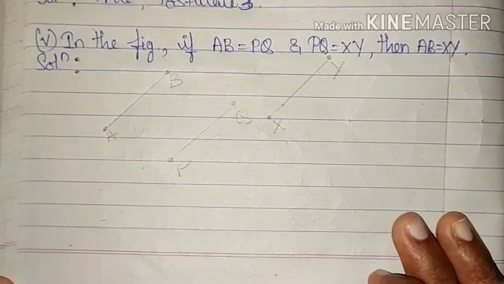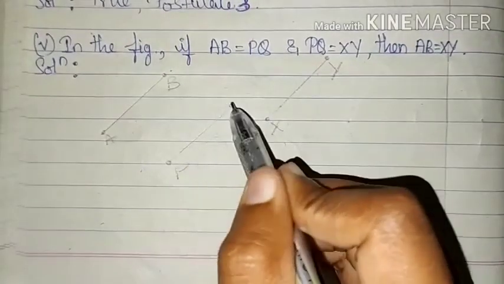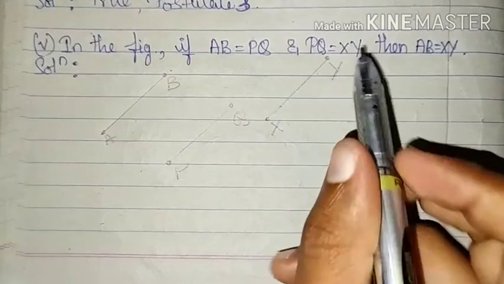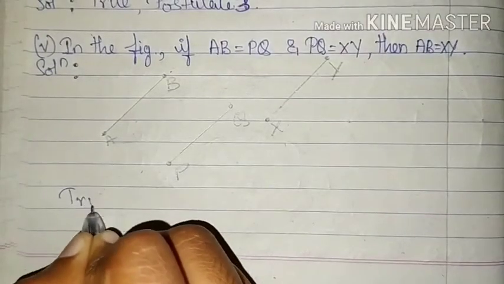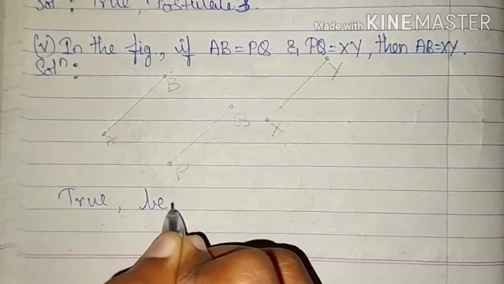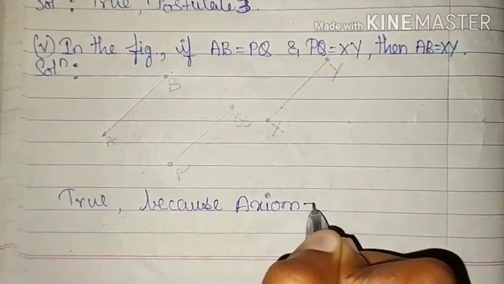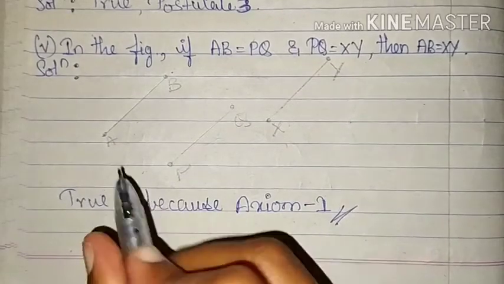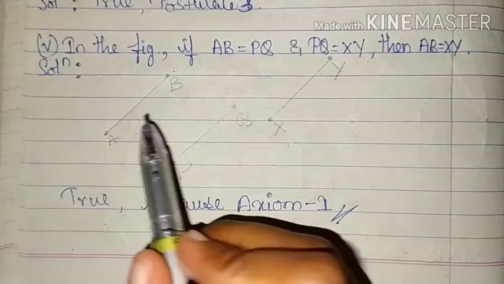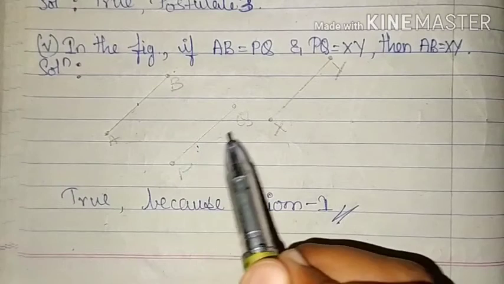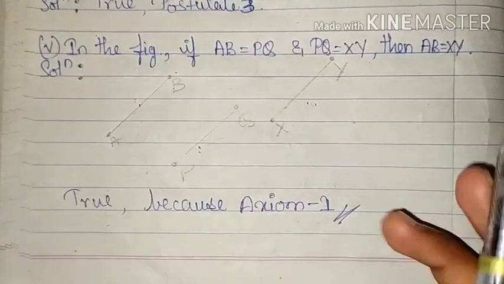In the fifth statement, in the figure, if AB is equal to PQ and PQ is equal to XY, then AB is equal to XY. This is true because of axiom 1, which says that things which are equal to the same things are equal to one another. If AB is equal to PQ and PQ is equal to XY, then obviously AB will be equal to XY.